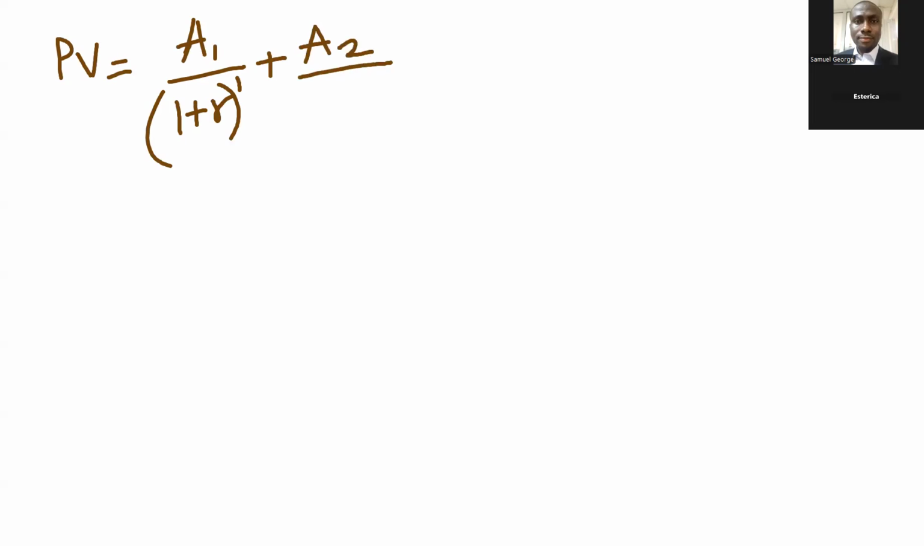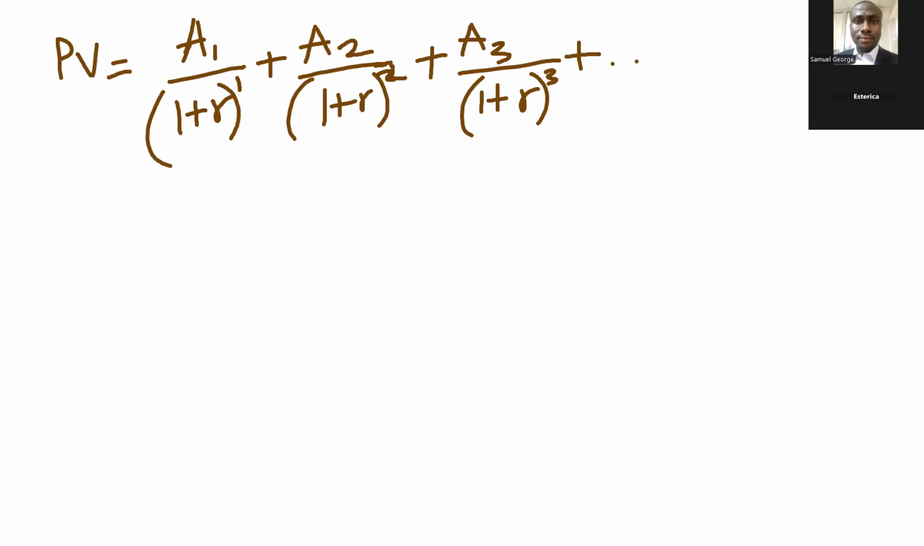So what we said was that we're using this formula: PV is equal to A1 divided by (1 plus R) raised to power 1, plus A2 divided by (1 plus R) raised to power 2, plus A3 divided by (1 plus R) raised to power 3, plus and so on till the end period, divided by (1 plus R) raised to power n. So this is how we calculate present values.